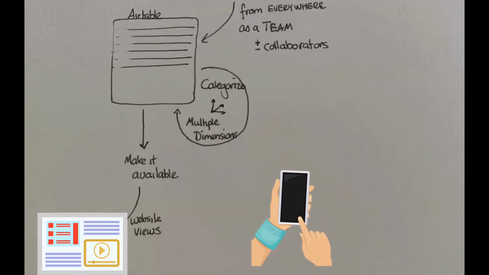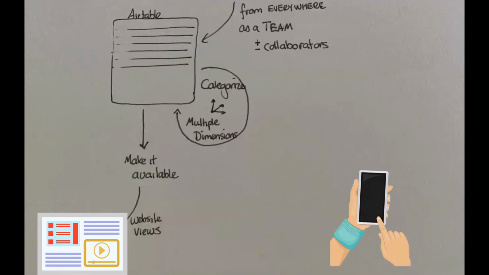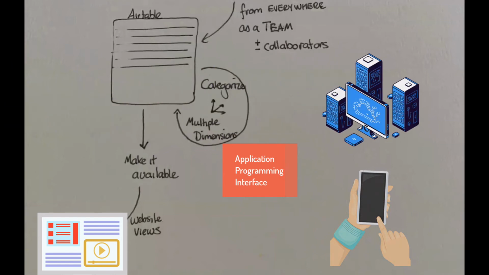But we also wanted to make it available to individual users, on their own phones. To do that, we used their API. Their API is an application programming interface, but it wasn't enough. The API knows about the Airtable system, but it doesn't know about the users. And so we ended up building our own server that knows about the users.